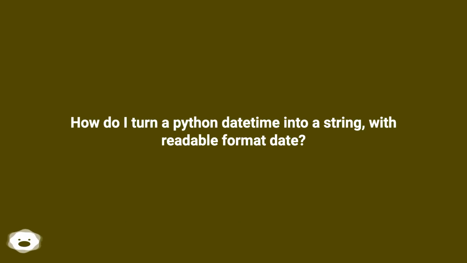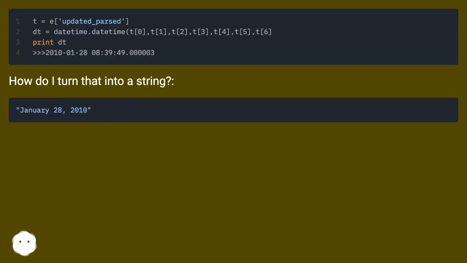How do I turn a Python datetime into a string, with readable format date? How do I turn that into a string?